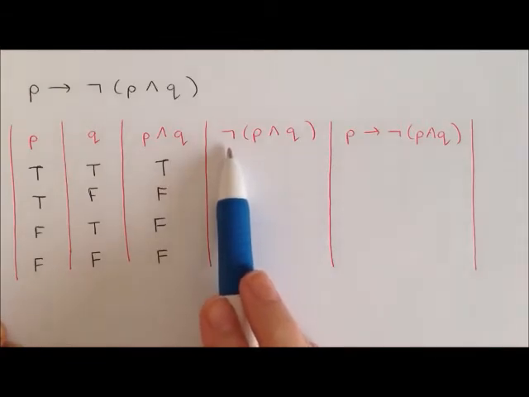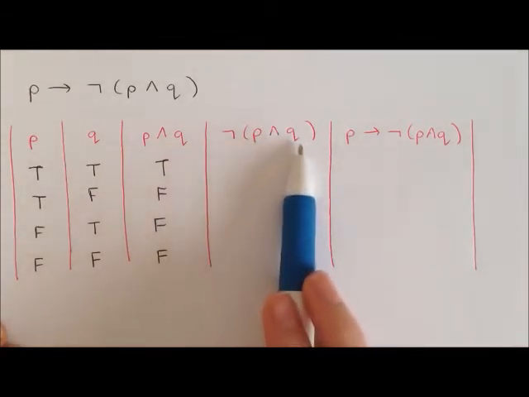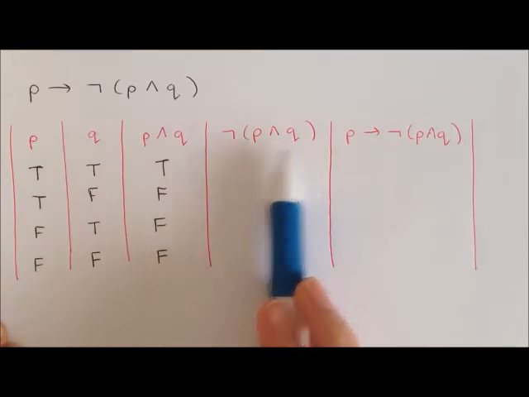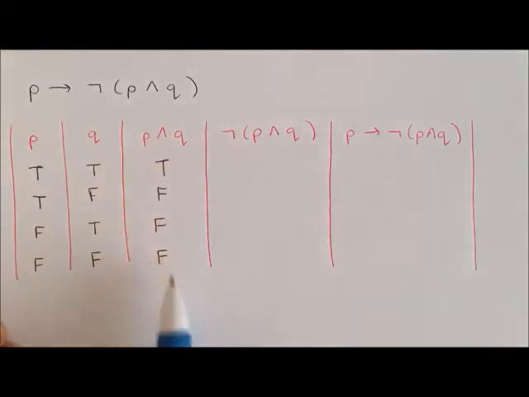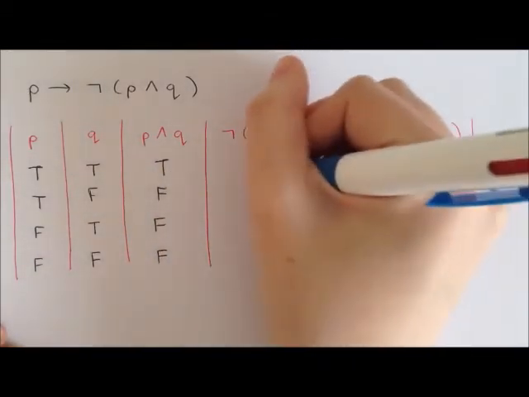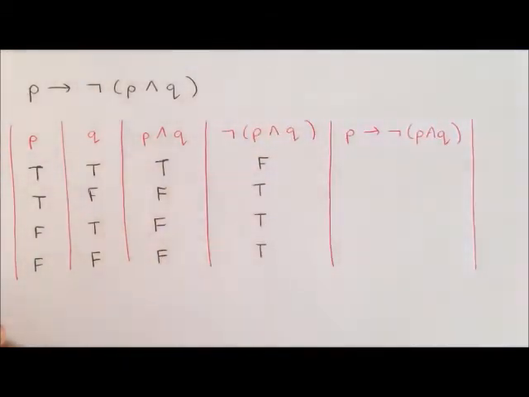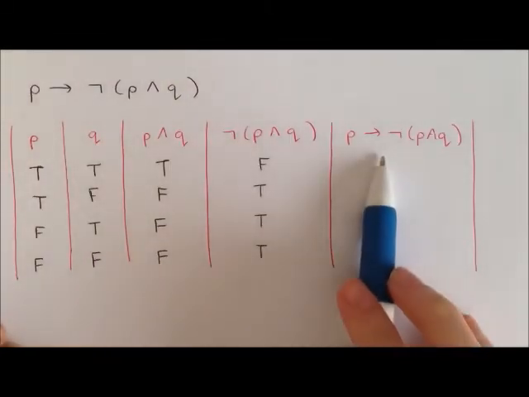Now we go to the next column over, not (P and Q). Anytime you have this negation symbol, it's going to be the exact opposite of what it's in front of. So we've got the P and Q column, and not (P and Q) is going to be the exact opposite of what is here, which is false, true, true, and true. Then we head over to the next column.